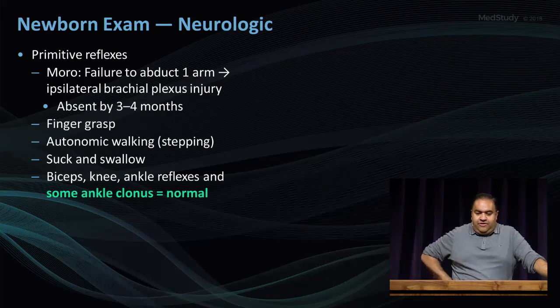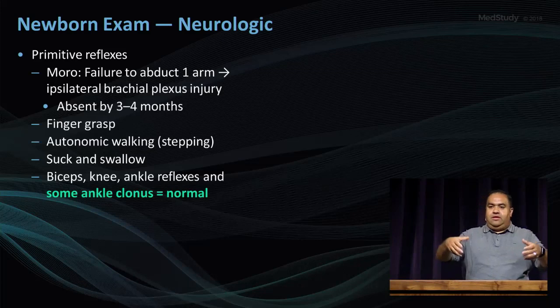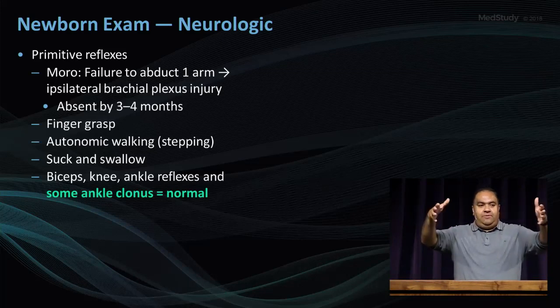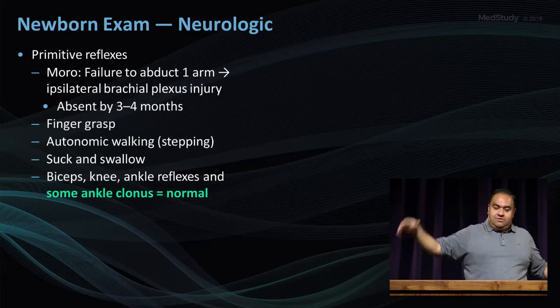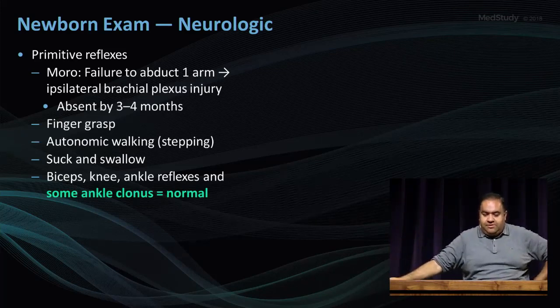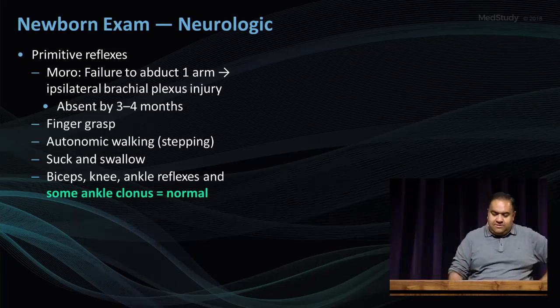Reflexes: Moro, failure to abduct one arm. Remember the Moro is the reflex where you pull the baby off the bed and let him go, and they go, whoa, like this. If just one arm is moving, there's probably an ipsilateral brachial plexus injury. Grasp, stepping, suck and swallow. Take a look at all the reflexes, particularly for development, in determining where the baby may be.